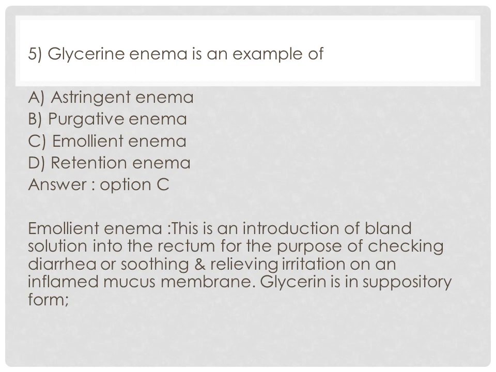Emollient enema is an introduction of bland solution into the rectum for the purpose of checking diarrhea or smoothing and relieving the irritation on an inflamed mucous membrane. Glycerin is used in the form of suppository.